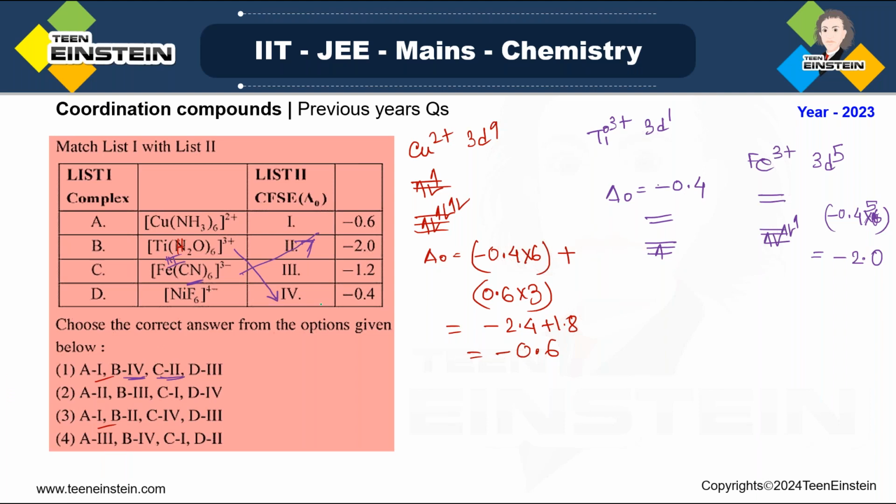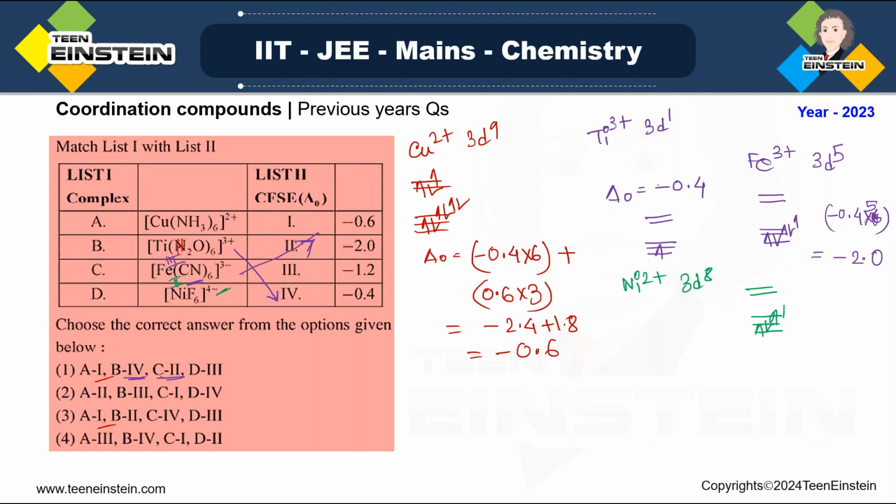NiF6, that means total 6 negative charge. Outside there is 4 negative charge. That means the oxidation state of nickel will be 2 plus. Now when nickel is 2 plus, it is basically 3d8, and we have weak field ligand.